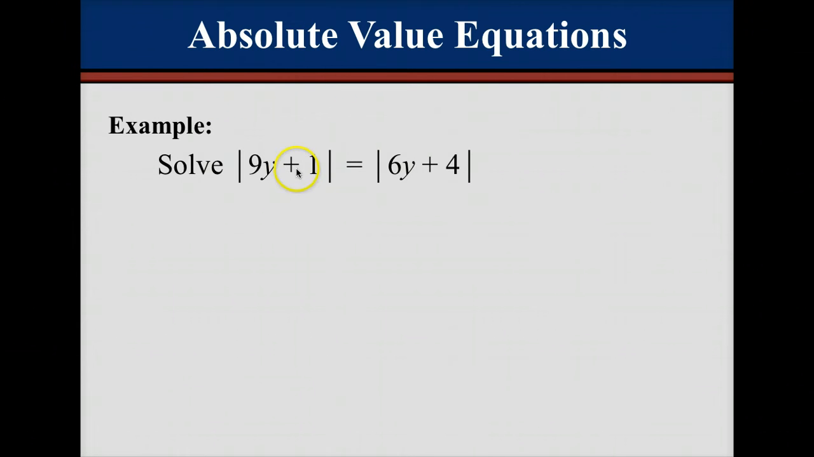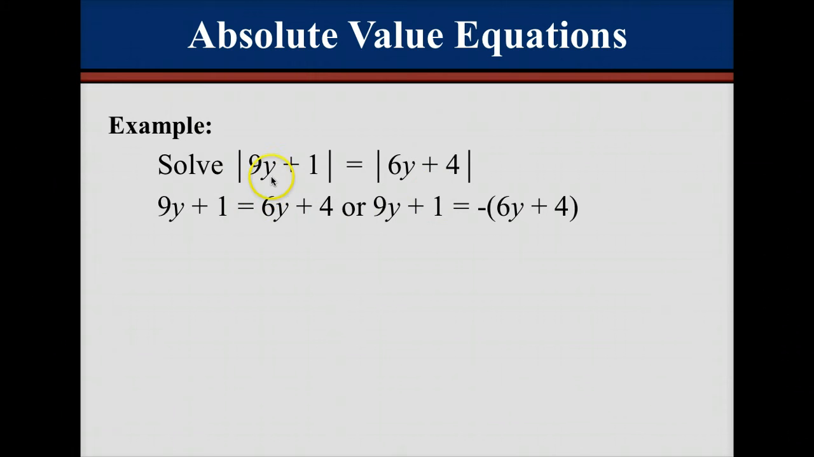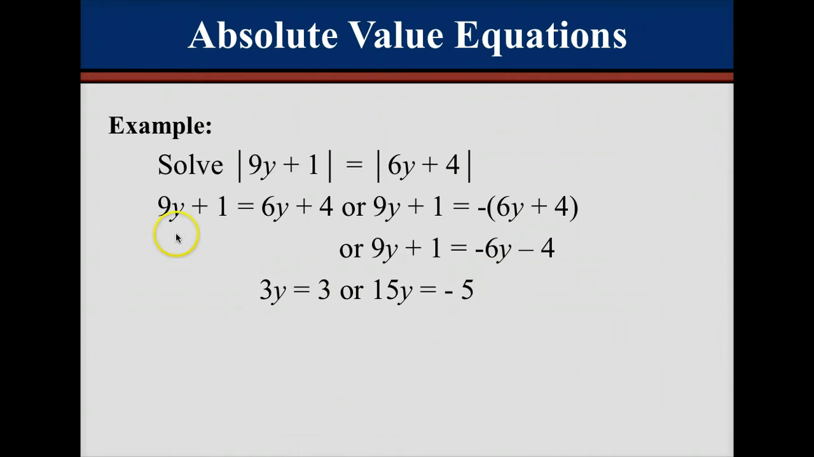This was a little bit more complicated because there's absolute value signs on both sides. What you have to do is still set it up for the positive and for the negative. And on this side, we simply are going to distribute that negative 1 across the parentheses. Now solve each one of them.